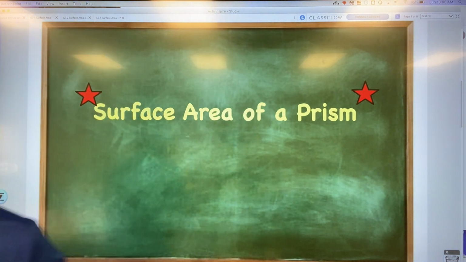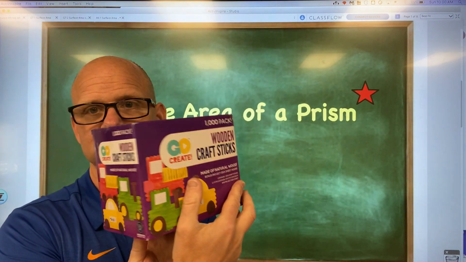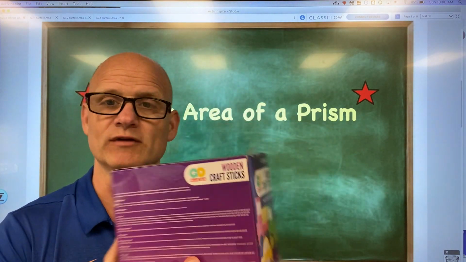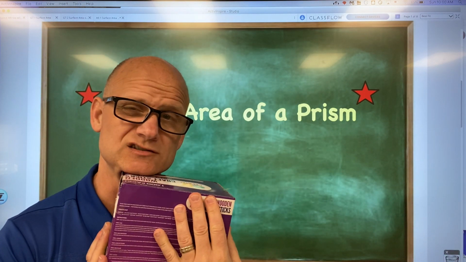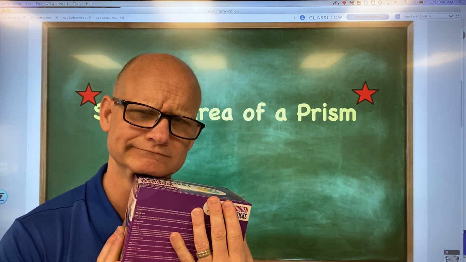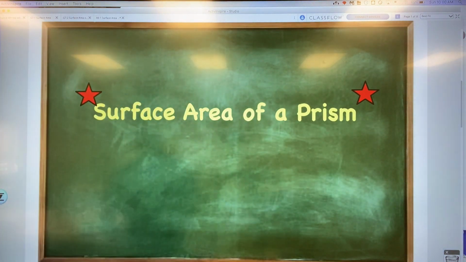A prism. That's a prism. See that? It's called a rectangular prism. So you guys are thinking a prism is a box. Sometimes a prism could be a box. But let me show you examples of other prisms.